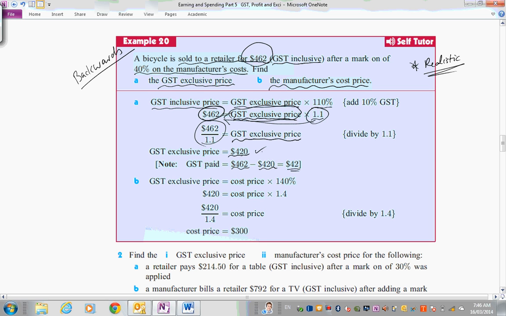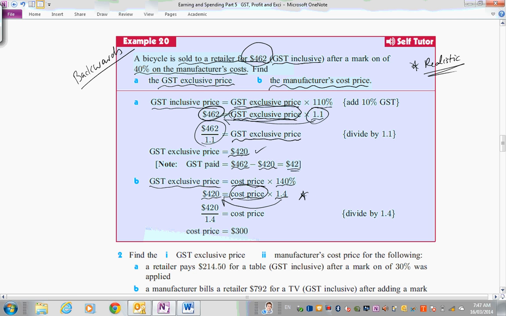So we found out what the GST exclusive price was. Can we go back and work out what the cost was? How did you get the final GST exclusive price before you added GST? It was the cost price plus 40%, or times 140%. So this is a mathematical equation. The 420 was the answer from doing the problem, cost price times 1.4. To get the cost back again, you will divide by 1.4. Think of the maths of that.